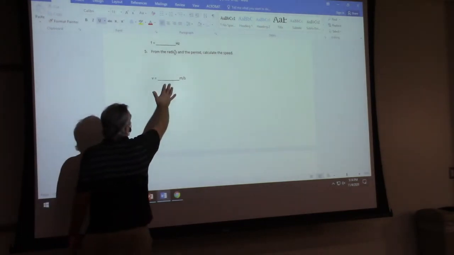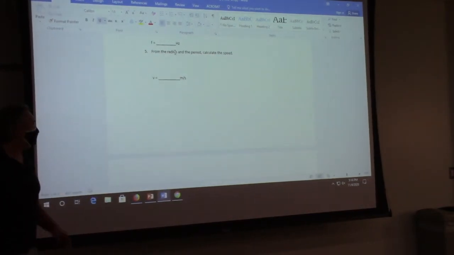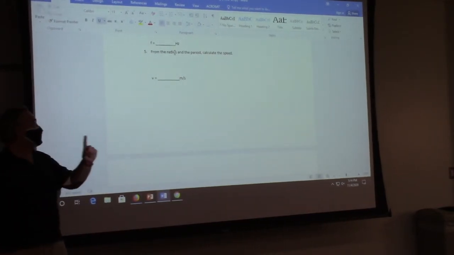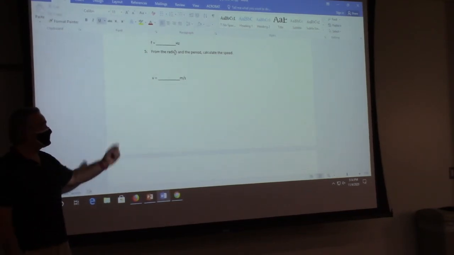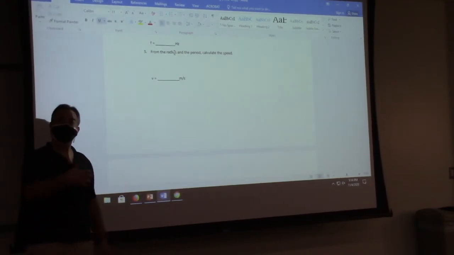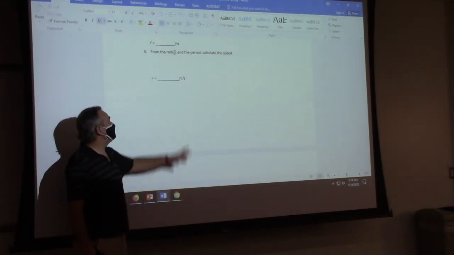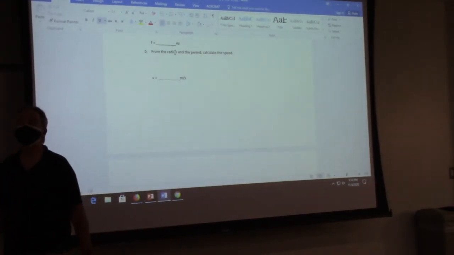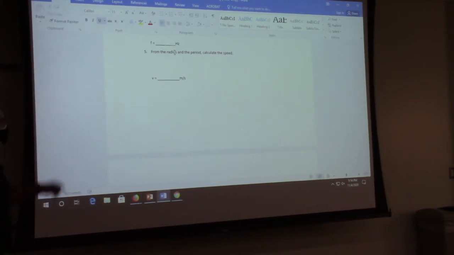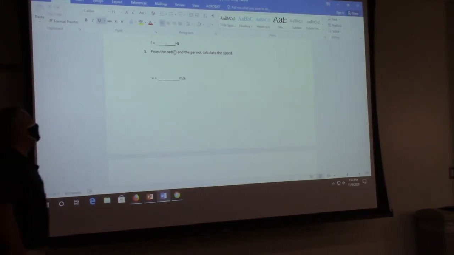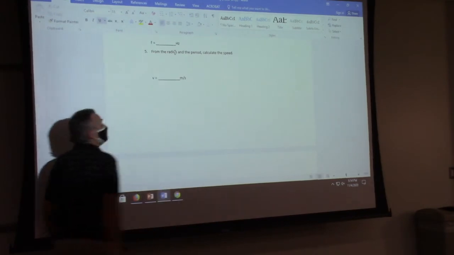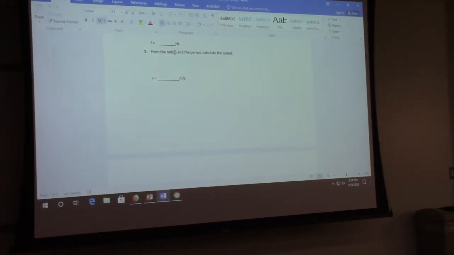Now, if you want to get the speed, it's a circle. Take the distance around. If you go around once, that's the circumference of a circle. So 2 pi times the radius, that's the circumference. Divide it by the period, that will give you the speed. Just be careful with the units, because that measuring device is in centimeters. You want the answer here in meters per second. Okay?